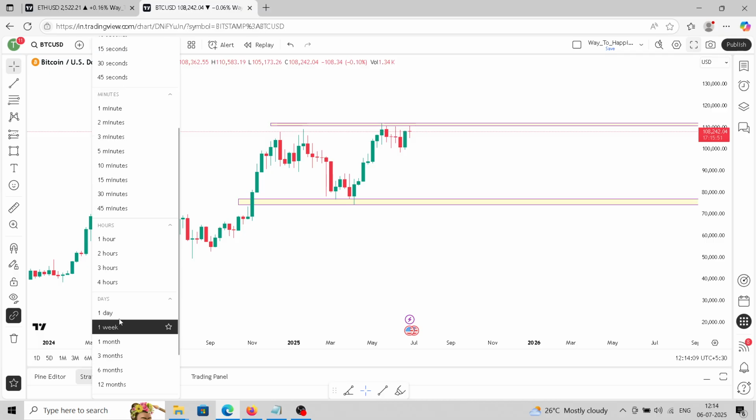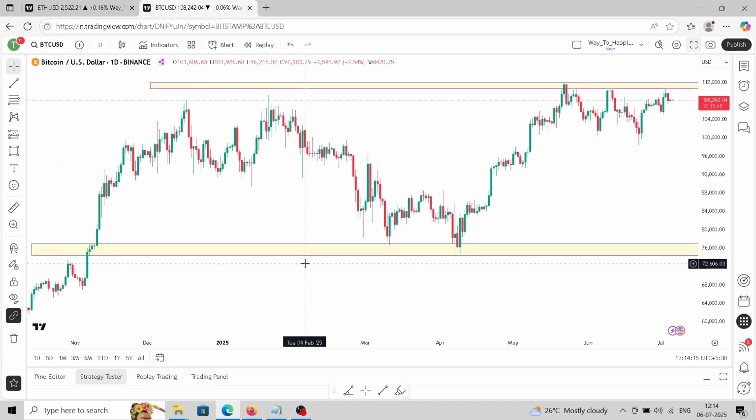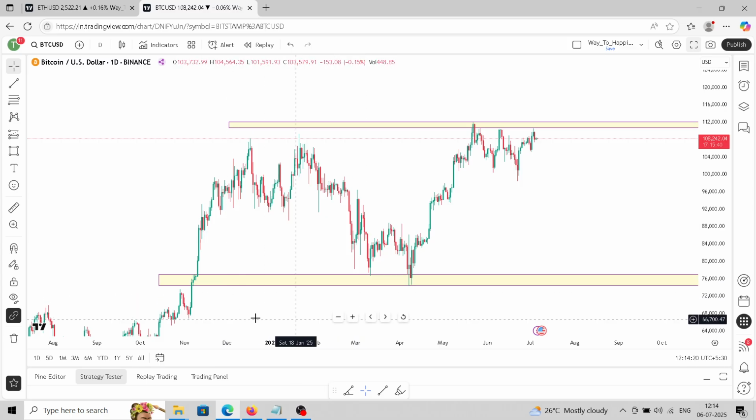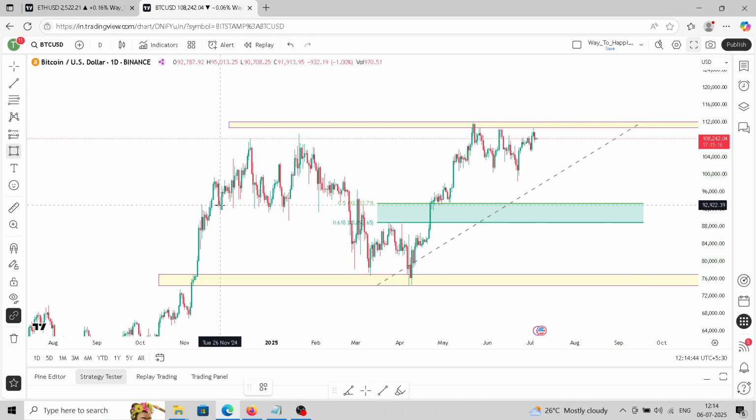Let's go to the daily time frame. On the daily time frame, it looks like BTC is trying to break the resistance, but that's not the story. What we should do is put our favorite tool, which is nothing but a fib. From the lower swing to the higher swing, the 0.5 to 0.6 area is here. As we generally do, we just mark this area.